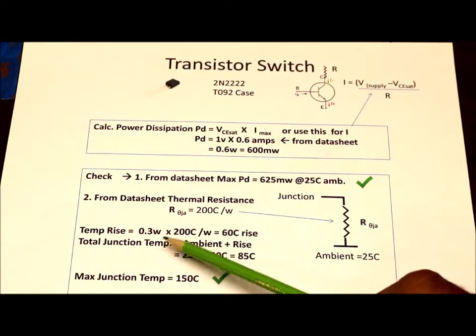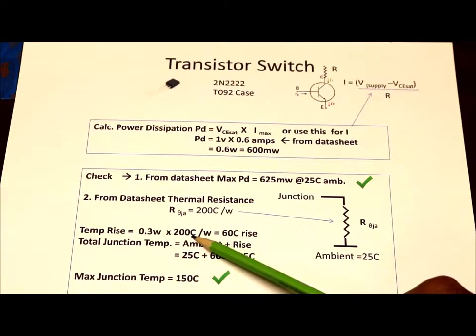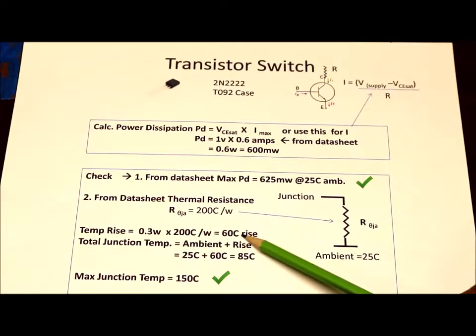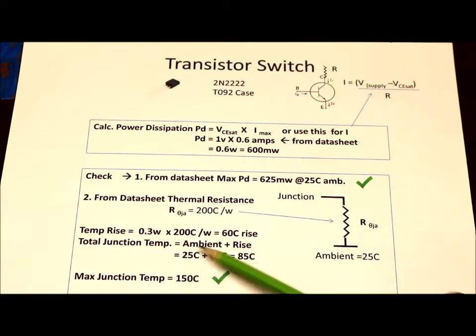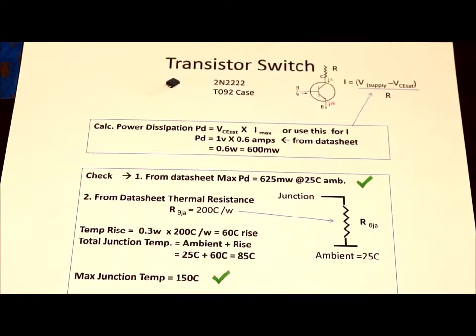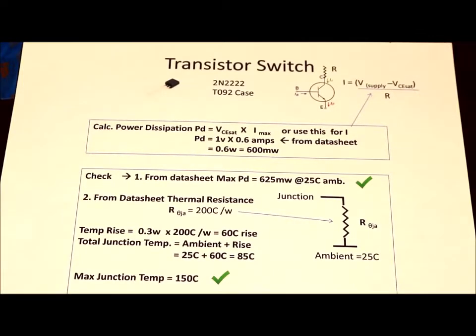So the temperature rise would be 0.3 watts times 200 degrees C per watt, or 60 degrees C rise. The total junction temperature then is the ambient plus the rise, or 85 C. The maximum junction temperature is, in fact, 150 degrees C. So we're all set there too. Next, we'll take a look at maximum power dissipations.